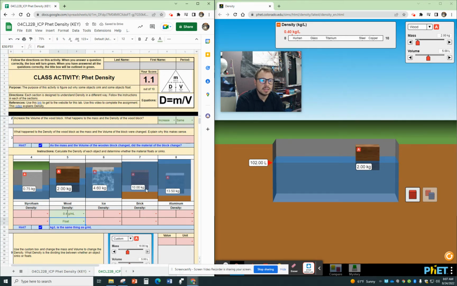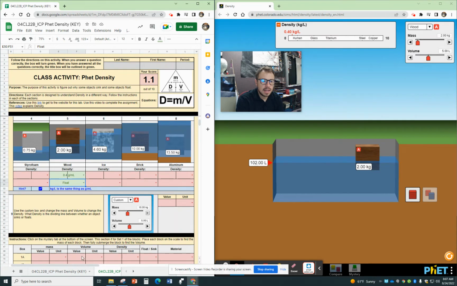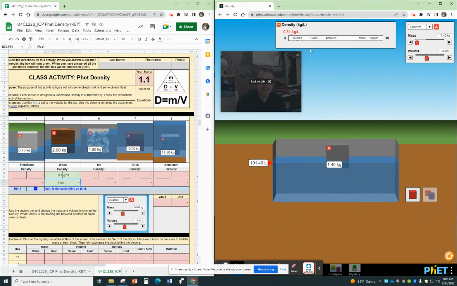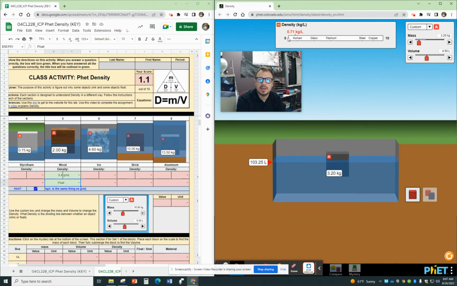Good. So you do that with the rest of them. Now, the last one is a little bit tricky because you're going to use that custom box down here. With this one you can change what the mass is and what the volume is. What you want to do is change it and figure out at what point the block starts to float. What's the density? What's that magic number? You sort of have to play around with it, change that density, and figure out what density, what's that line, determines whether an object floats or sinks in water.